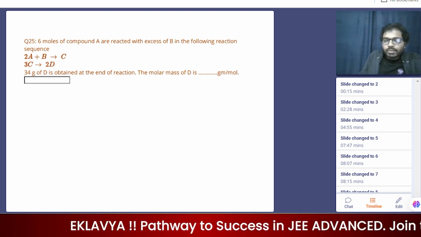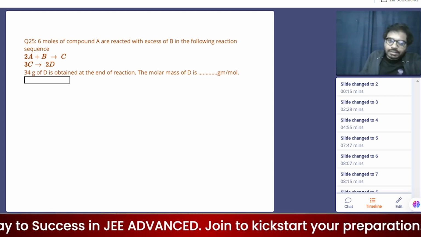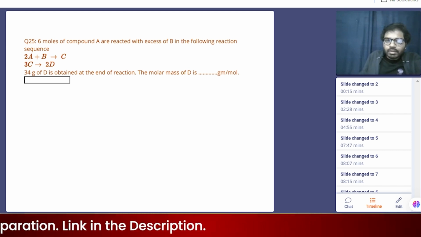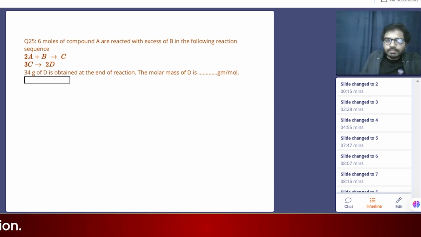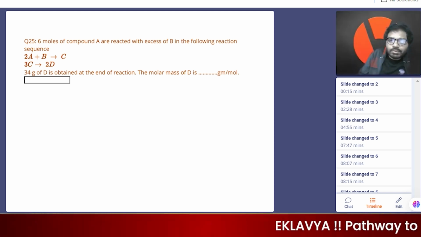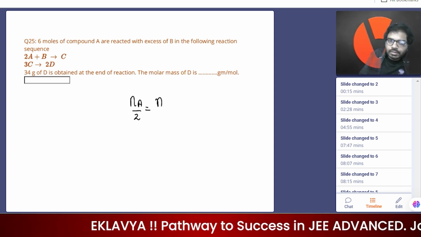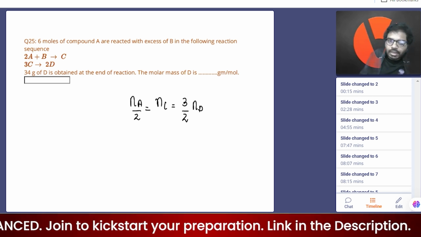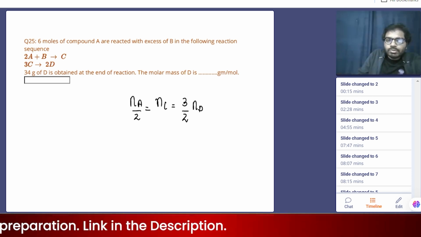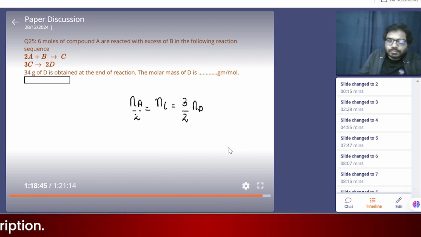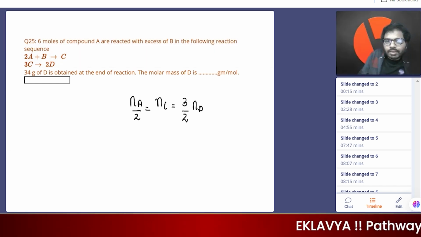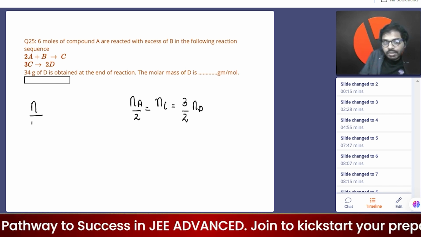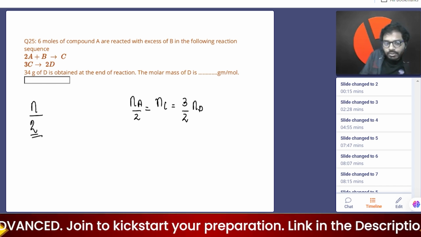So what we will do here, we can apply the mole analysis. As per the stoichiometry, Na by 2 is equal to Nc, which will become 3 by 2 Nd. If you can see the stoichiometry, I can write it like this. And then we can put the values here as we used to do in the mole analysis. In the mole analysis, the number of moles which is given and whatever stoichiometry is there, that we put in the denominator.